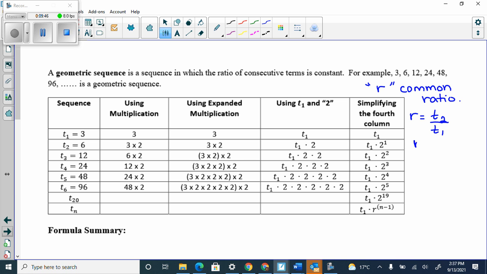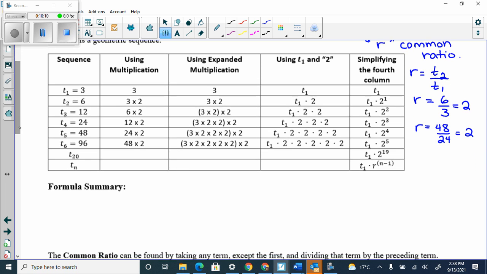So in this case, for this one up here, 3, 6, 12, 24, 48, we're going to go 6 divided by 3, which is 2. I could even try 48 divided by 24. Still 2, right? So we're multiplying by 2 to get to the next one instead of adding. Difference between geometric and arithmetic. Your formula for geometric is on your formula sheet. It's T n equals a times r to the n minus 1.